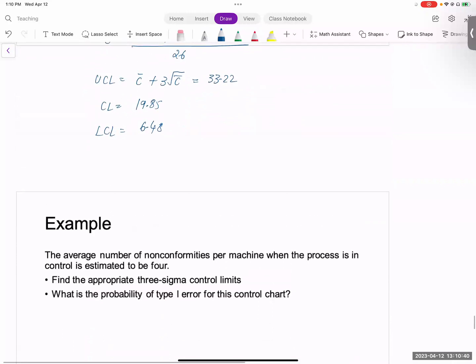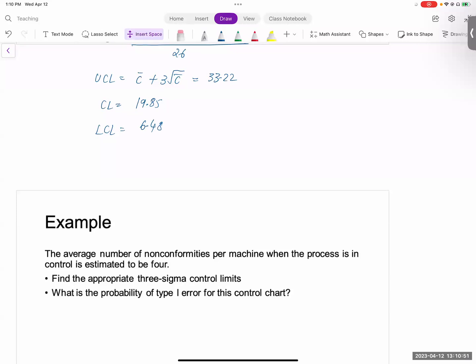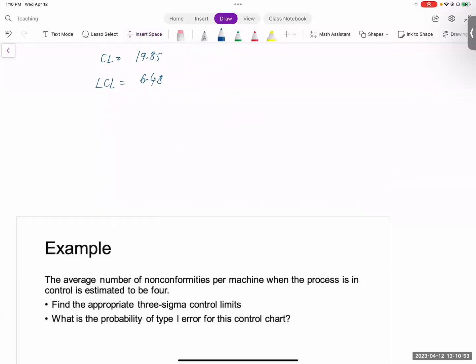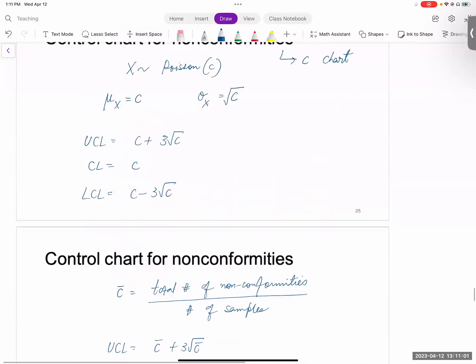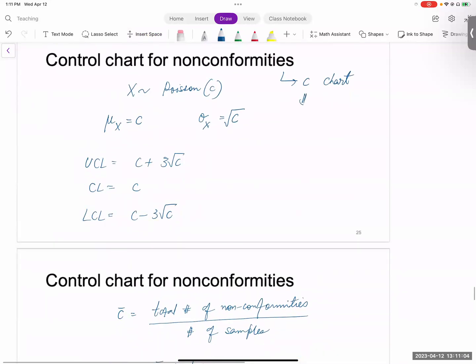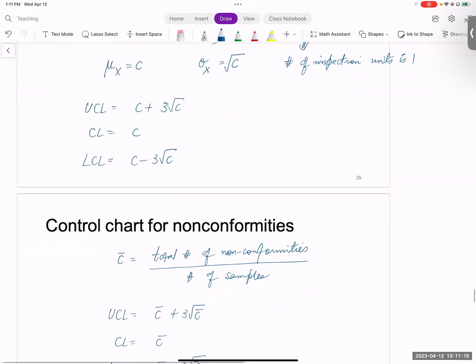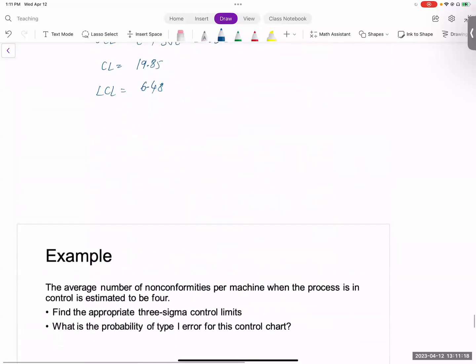Now let me talk about a slight modification. So far we assumed that in a C chart, the number of inspection units is 1. That's the assumption in the C chart. That might not be true. Your number of inspection units could be more than 1.